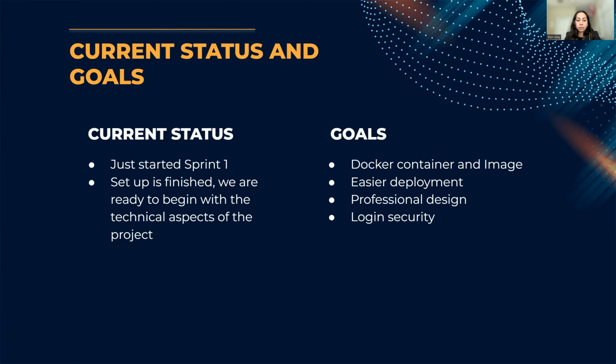In terms of the DevOps team, our goals are to create Docker containers and images to make it easier for users to actually use the product, and also to make deployment easier. Over here on the front end and back end team, we're focusing on making the application look much more professional and match the UF theme and colors, as well as adding login security, maybe some dual factor authentication. Those are the current goals for the front end and back end team.